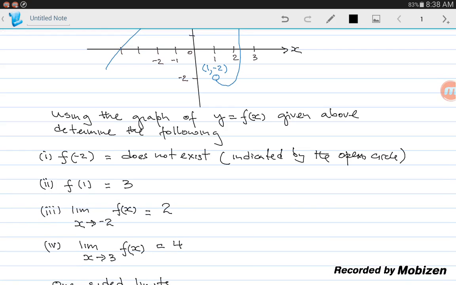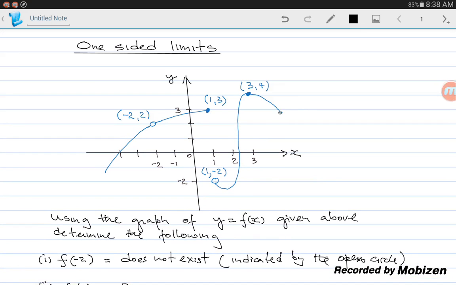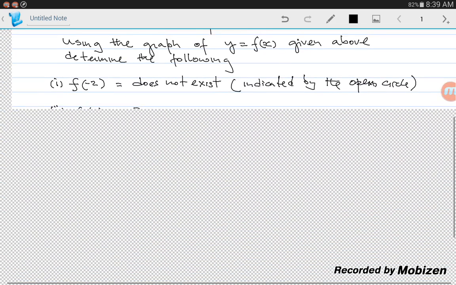If we come back here, let us say we're on this part of the graph. We are approaching x equals 1, but from this side, and we see that f of x is approaching negative 2. Now, before you say, but f of negative 2 doesn't exist, remember, for limits, we're not so concerned with whether it exists or not. We are more concerned with what value f of x is approaching. And here it is approaching negative 2.